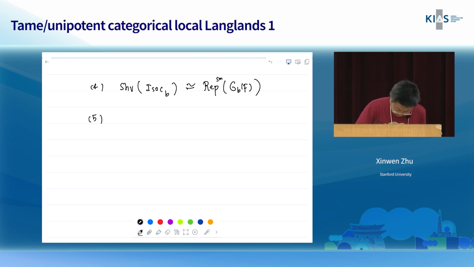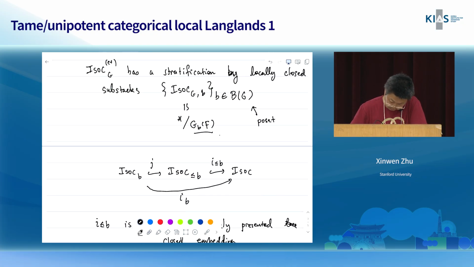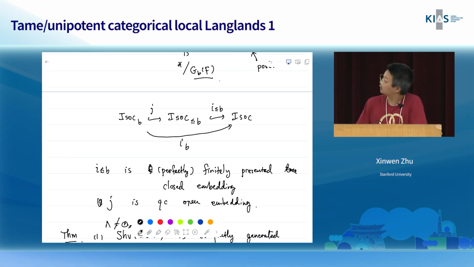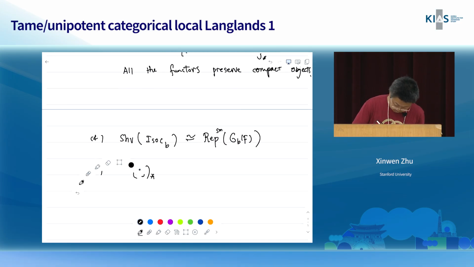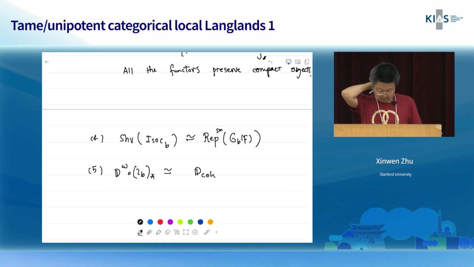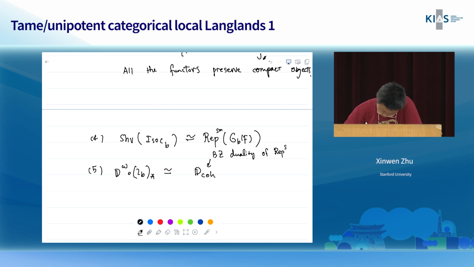And also the fifth is this canonical duality. If you take i_b lower star, the push forward from the strata i_b to ISOC, so there's a push forward, and then you apply this canonical duality. Let's just think about it on compact objects. This will be the same as you first take, on the category of p-adic groups, there's this Bernstein-Zelevinsky duality, which Bernstein called the cohomological duality. So this is a BZ duality of the category of smooth representations.